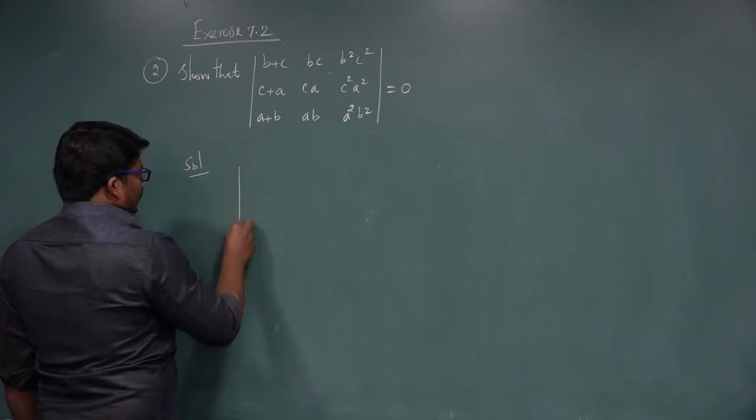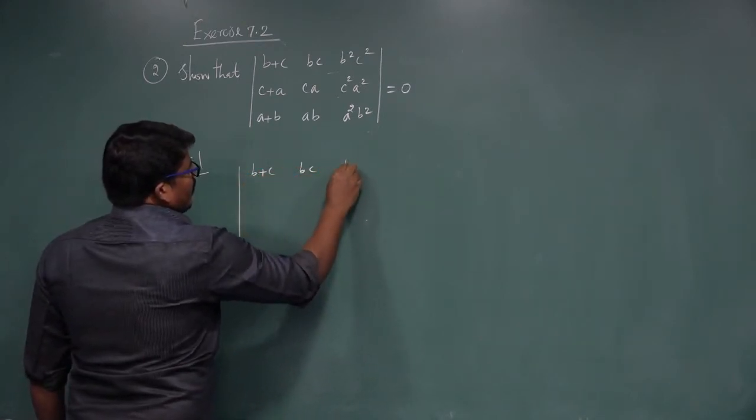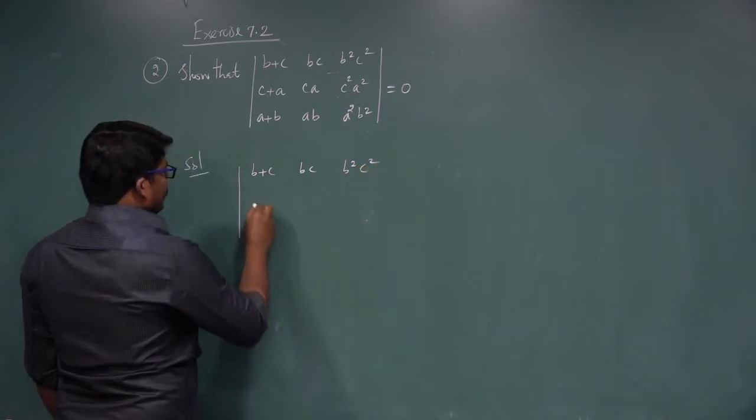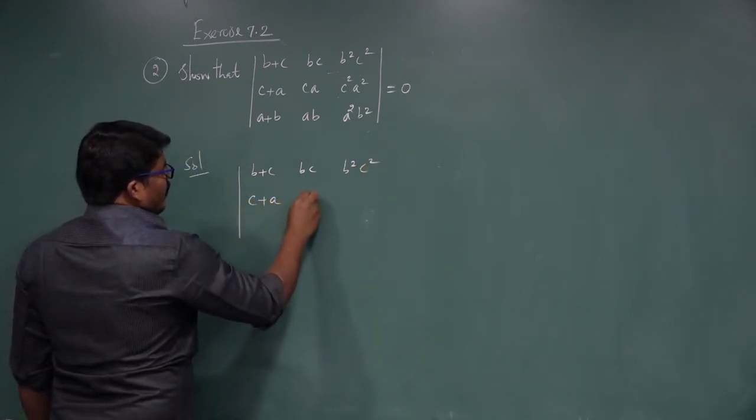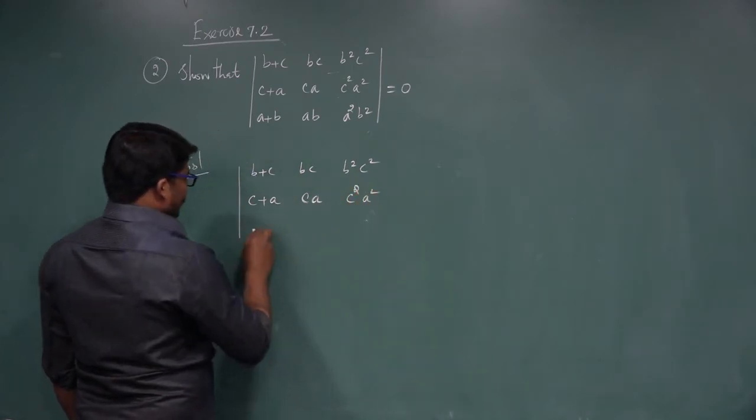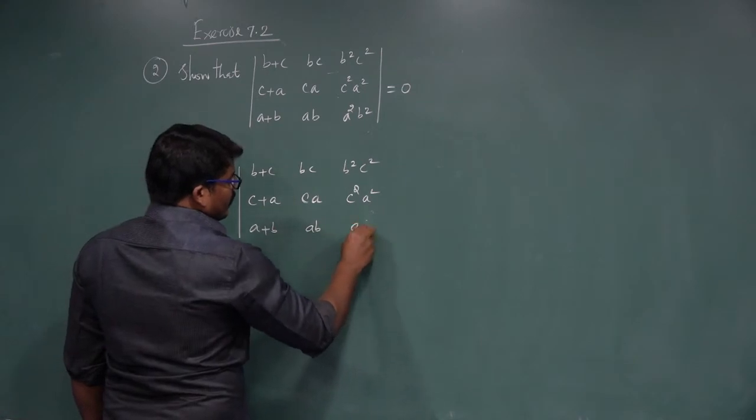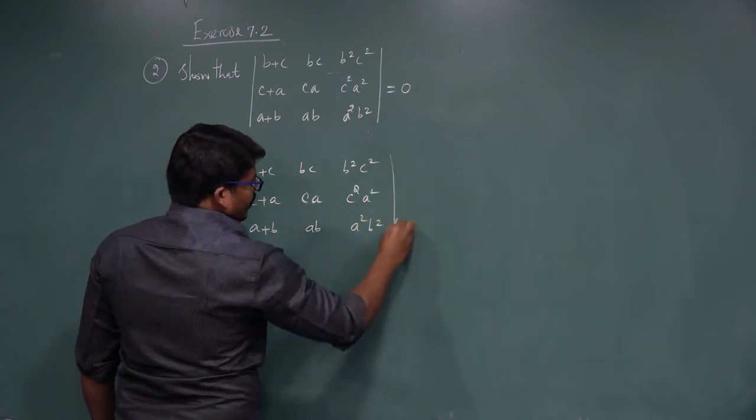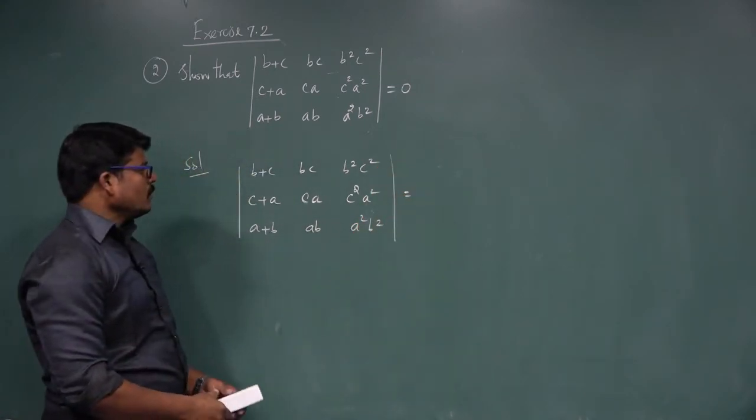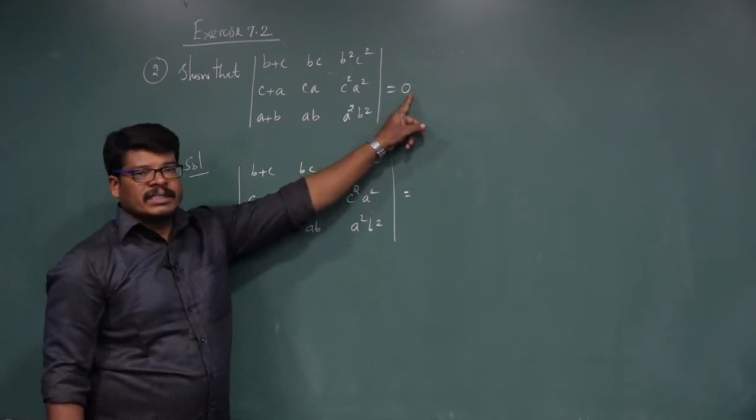Given LHS is the determinant with first row B plus C, BC, B square, C square. The second row C plus A, CA, C square, A square. The third row A plus B, AB, A square, B square. We have to prove the RHS value is equal to 0.